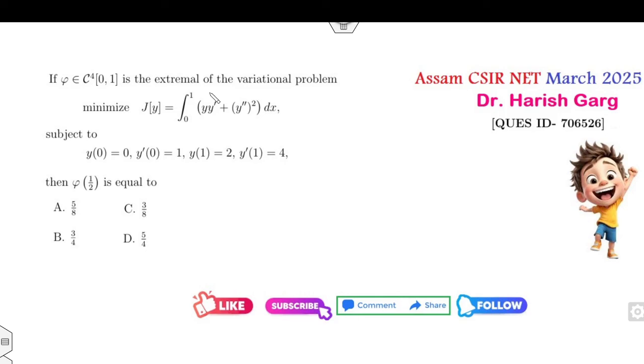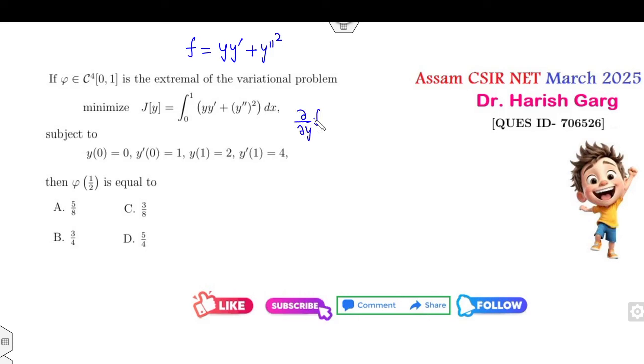Now, the first question: your target is to find the value of psi half from these extremals. That's very simple. Your given functional is y dash plus y double dash square. So can you write the Euler equations, the Euler-Lagrange equations?